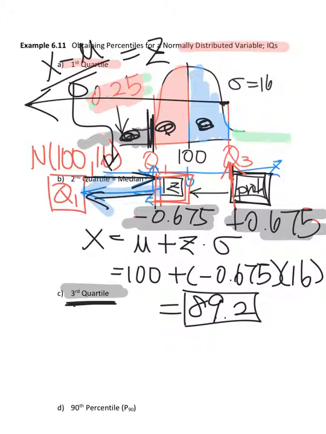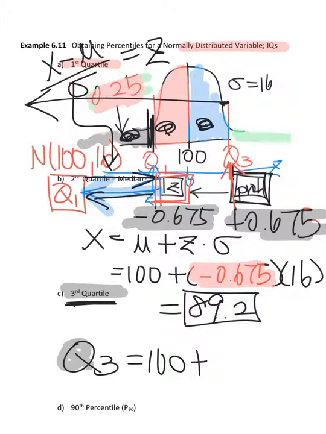It's symmetrical. Yes, the normal distribution is symmetrical. So we don't have to look for 0.75. It must be the other one, the positive one, because the normal distribution is symmetrical. So now we plug positive 0.675 in. The third quartile will be the mean, add positive 0.675 times 16. So how much will be the third quartile?